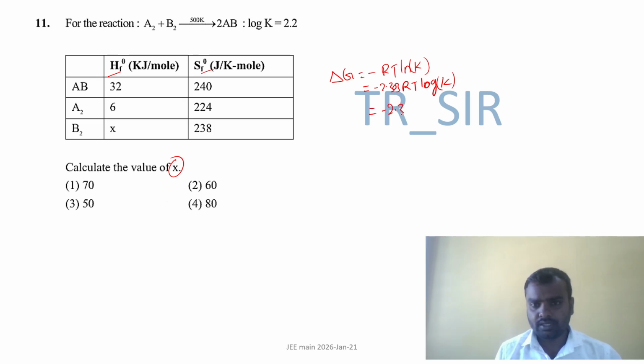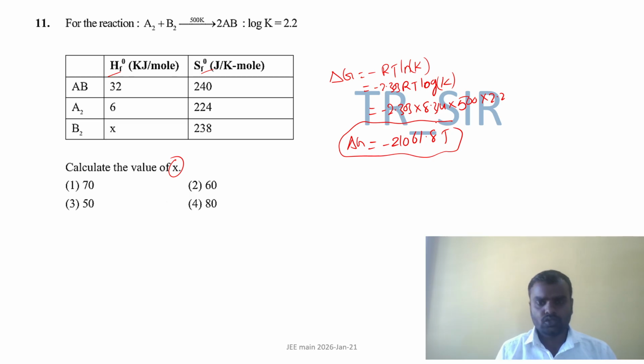Del G is equal to minus RT ln K. Convert into log: minus 2.303 RT log K. So del G value, minus 2.303 into 8.314, it is in joules only, no? Into temperature 500, into log K value 2.2. So we are getting del G value as minus 21061.85. It is in joules.